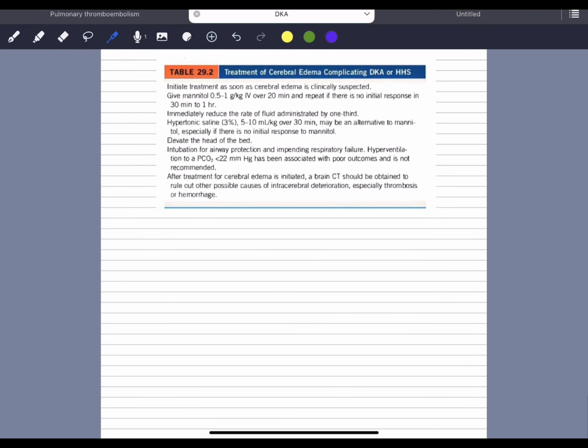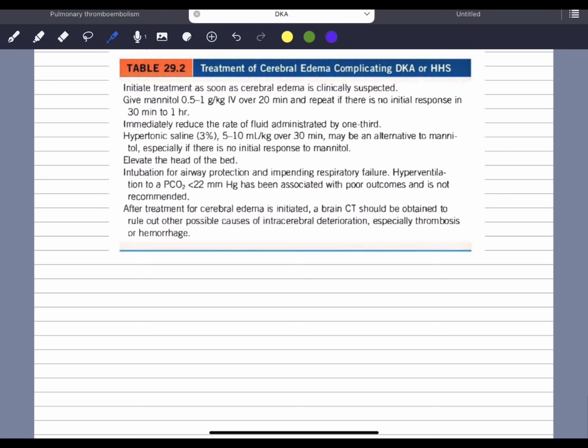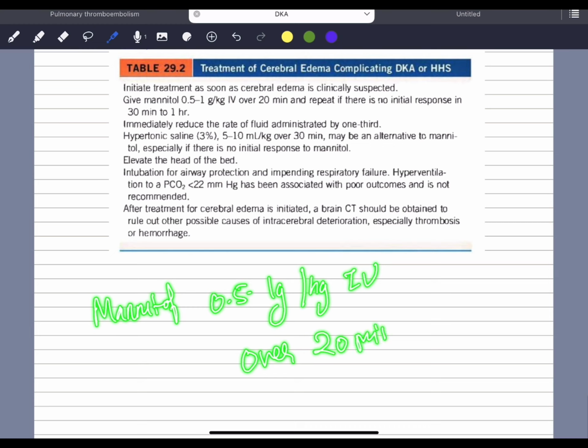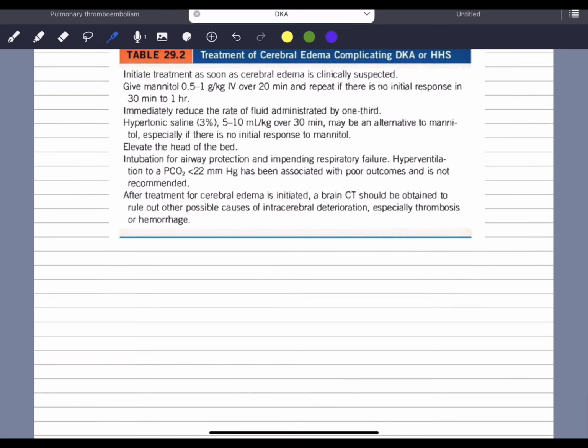So if, God forbid, your patient gets cerebral edema as a complication of DKA, what will you do? Initial treatment: as soon as cerebral edema is clinically suspected, give mannitol 0.5 to 1 gram per kg IV over 20 minutes, and repeat if there is no initial response in 30 minutes to 1 hour. Then we have to reduce the fluid we are giving to the patient to 1/3.